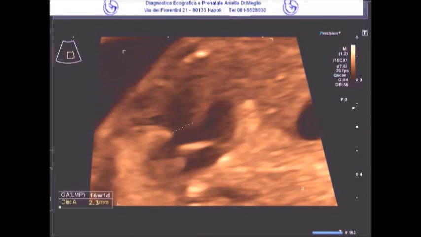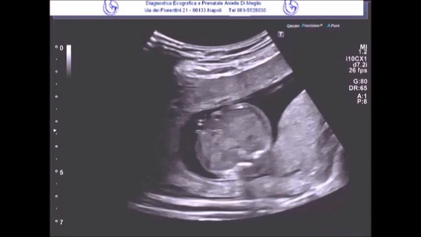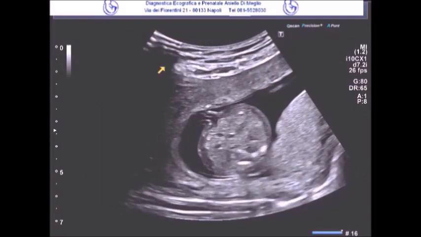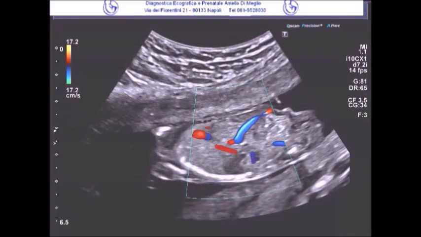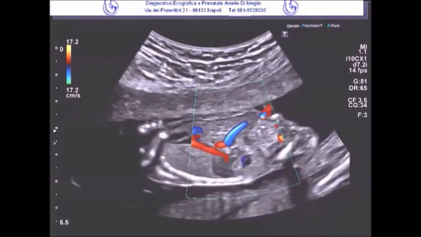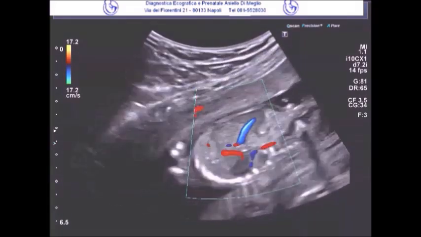For this reason, since we are at a very early stage, this diagnosis is extremely complicated, so the study of the heart must be performed multiple times, precisely because we are at a very early stage, and it is also very complicated to identify any other associated anomalies.